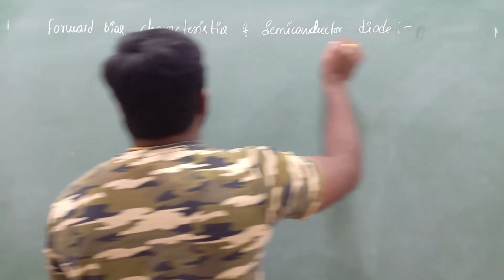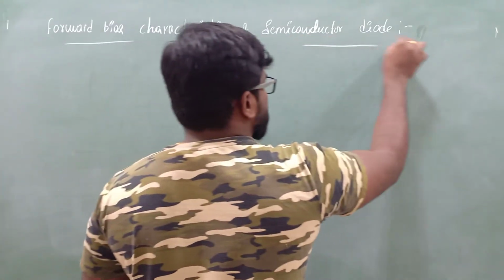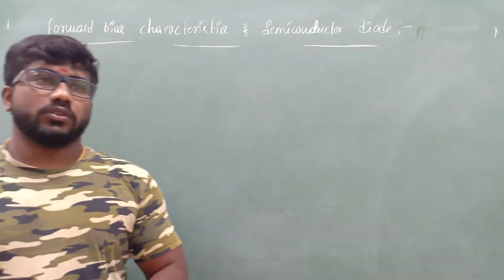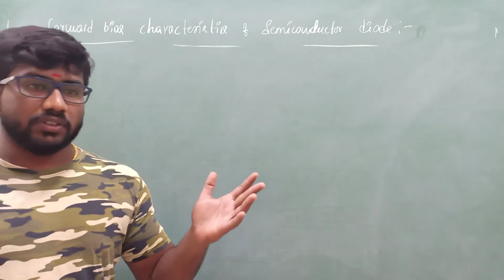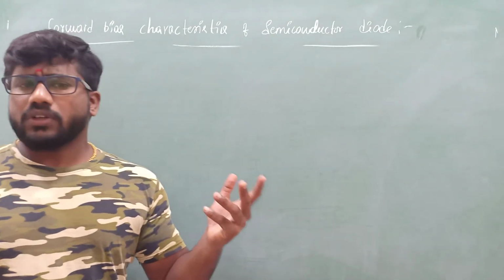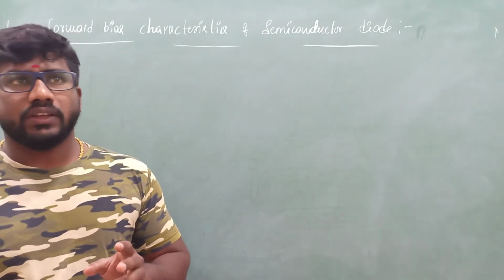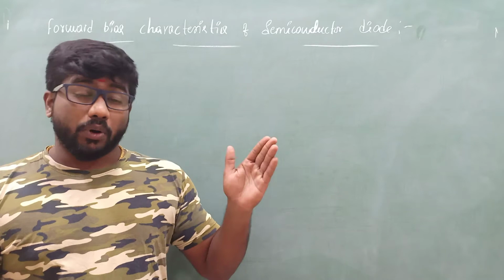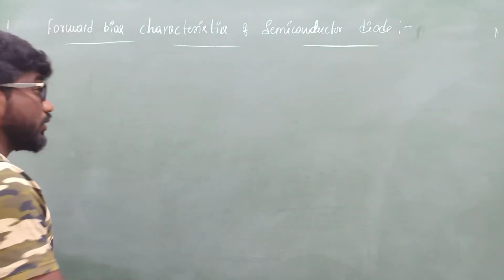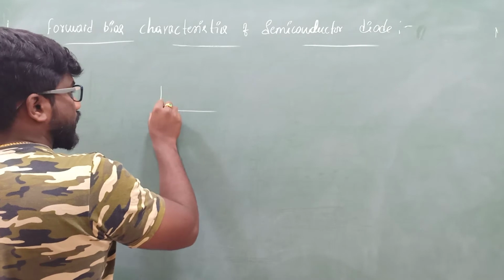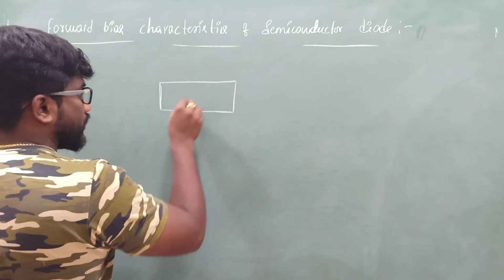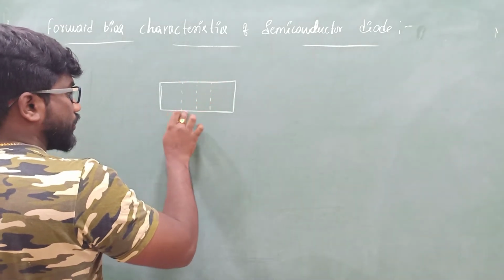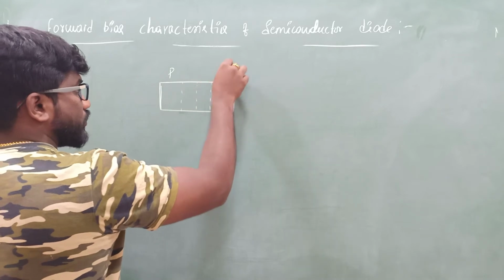So what do you mean by forward bias? This is very important. Remember one thing: forward bias and reverse bias are two different terms, but you can remember them easily. Let us take a semiconductor diode, or PN junction diode, and I will draw the diagram. This is the P side, and this is the N side.